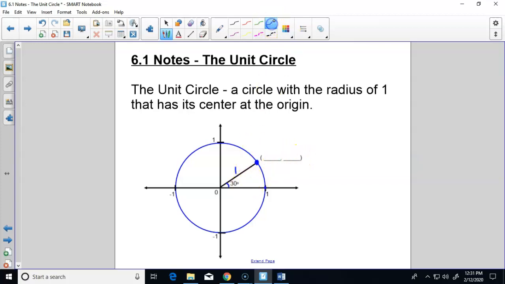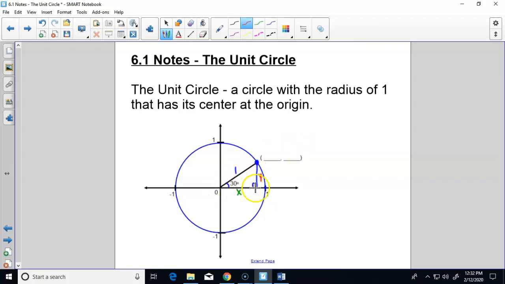If I want to find the coordinates of that point, I could make this a right triangle. I'm going to call this side X and this side Y. The reason I'm calling them X and Y is because from 0 over to here is the length of X, so that would be my X coordinate. Then from the x-axis up to here is Y, and that would be my Y coordinate of that point. If I graphed (X, Y), those are the coordinates of this point.